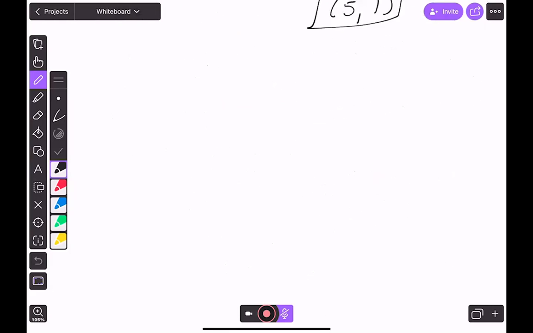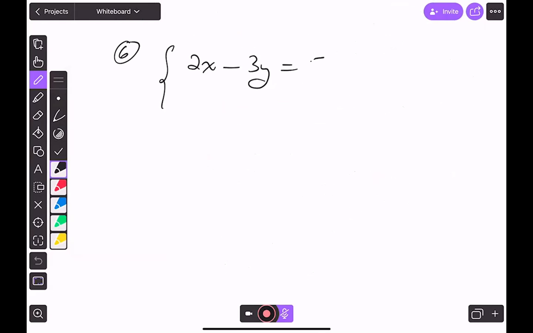Let's go to number 6. This is a relatively simple set of problems. We're hoping you see it as a simple set. Solve by substitution. Let's write this down. You get 2x minus 3y is equal to 5, and x plus y is equal to 0. Boy, these look like similar questions, don't they?